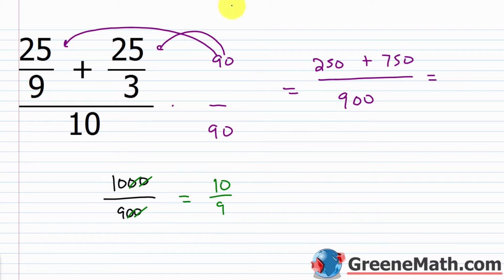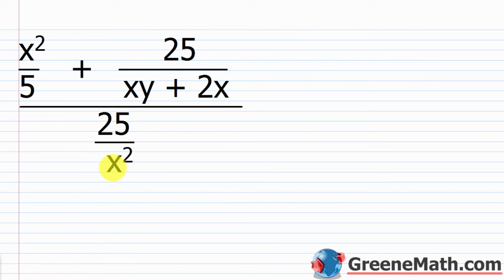Now, this is a very easy scenario to deal with because we're working with just regular fractions. When we turn up the heat and look at these complex fractions that have rational expressions in them, it's going to be a little bit more tedious. So let's look at the first scenario here, where we have x squared over 5 plus 25 over xy, all over 2x over 25 over x squared. So this is your main division.